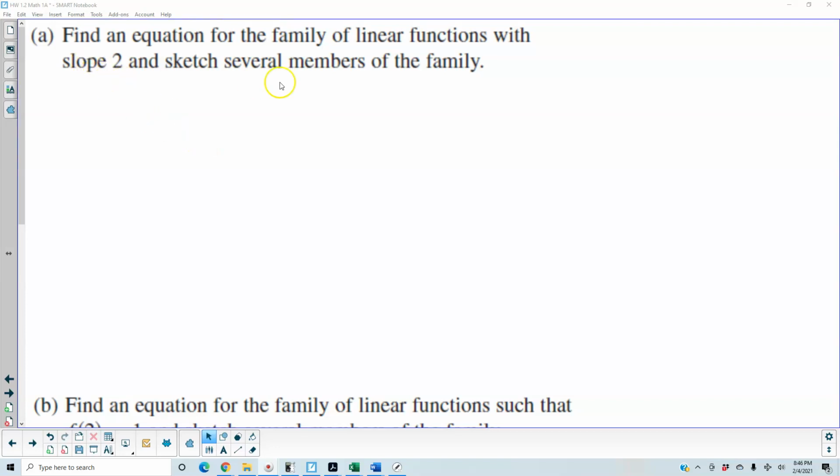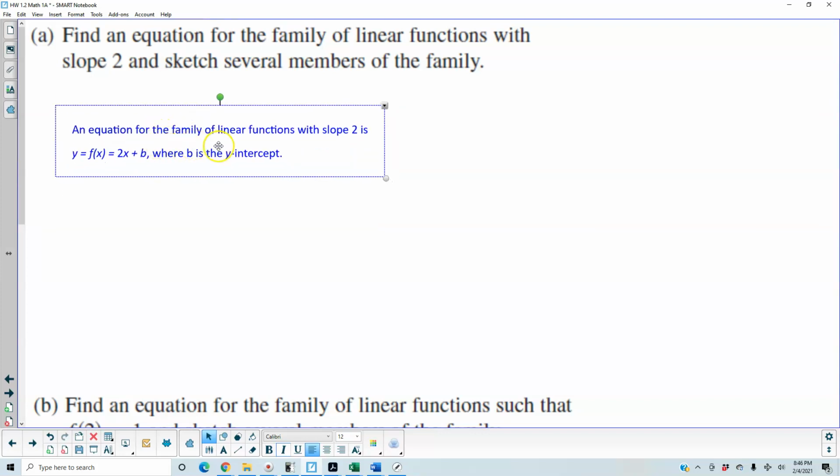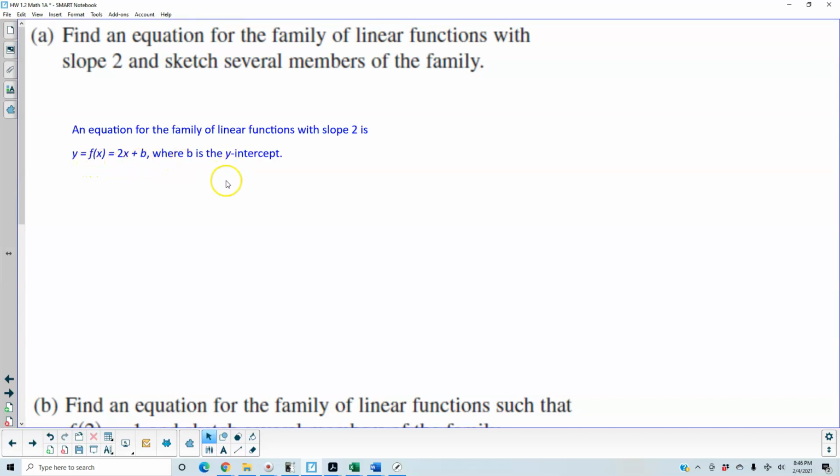Part A, we want to find an equation for the family of linear functions with a slope of 2 and then sketch several members of the family. So that means that an equation for the family of linear functions with slope 2 is a function that has 2 as a slope. So we can say y is equal to f of x, which is equal to 2x plus b, where b is the y-intercept.